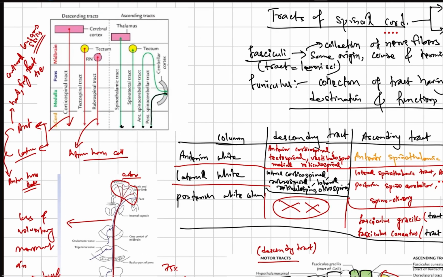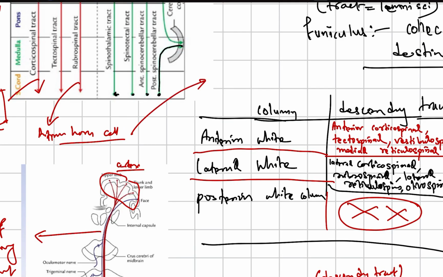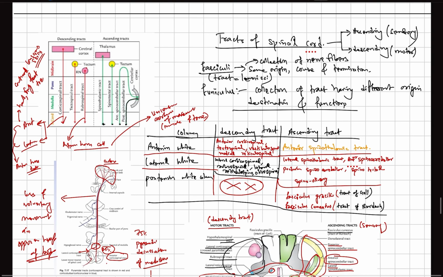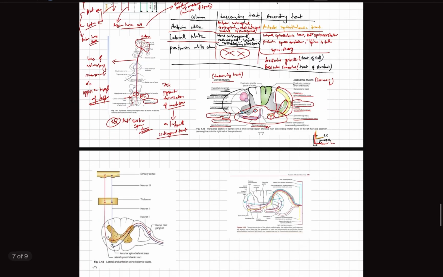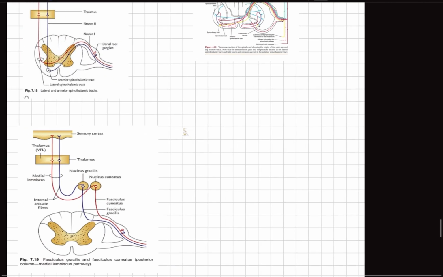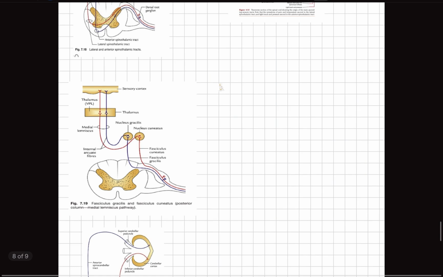For the rubrospinal tract, its function is unconscious coordination of movement, like control of muscle tone and synergy. And then there is the tectospinal tract. For the tectospinal, I think it's better to make a chart and discuss it. So in the next video we will discuss it that way, making a chart and comparing all the tracts.